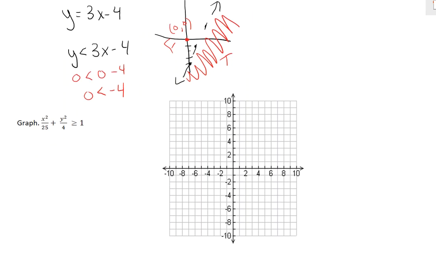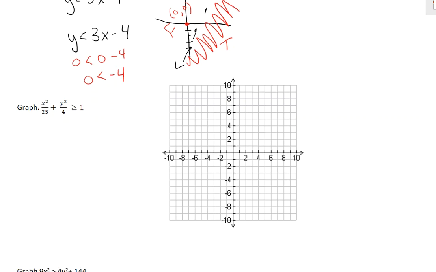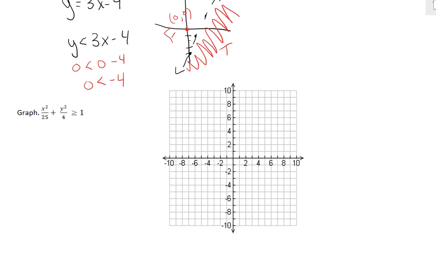We're going to do something very similar when we talk about graphing the inequalities of conics. What we're going to do is graph the equation version of the conic, and then test a section to see which part of the conic we're going to shade. So the first one we're going to do is x squared over 25 plus y squared over 4 is greater than or equal to 1.